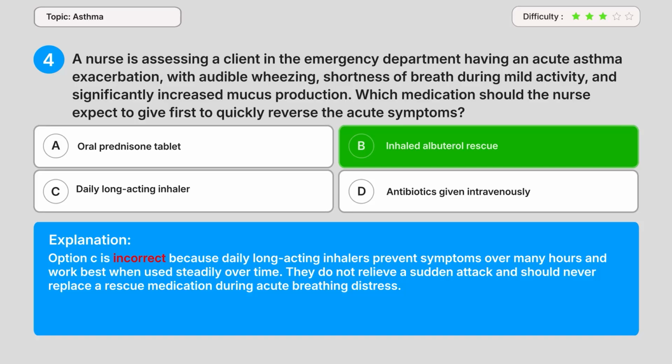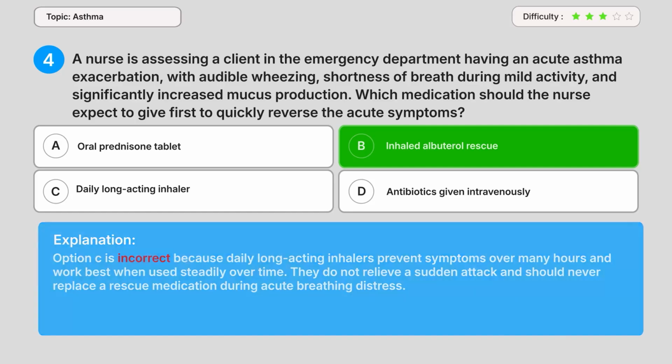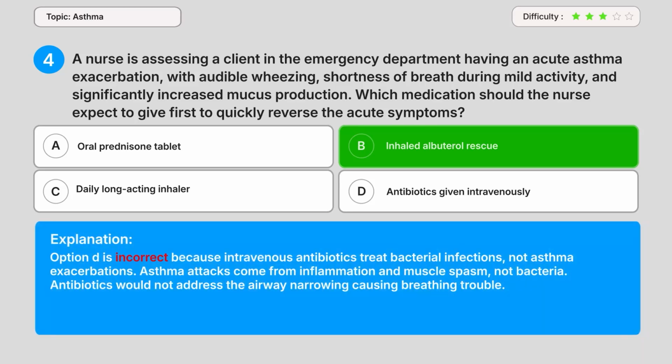They do not relieve a sudden attack, and you would never replace a rescue medication during acute breathing distress. Option D is incorrect because intravenous antibiotics treat bacterial infections, not asthma exacerbations. Asthma attacks come from inflammation and muscle spasm, not bacteria. Antibiotics would not address the airway narrowing causing breathing trouble.